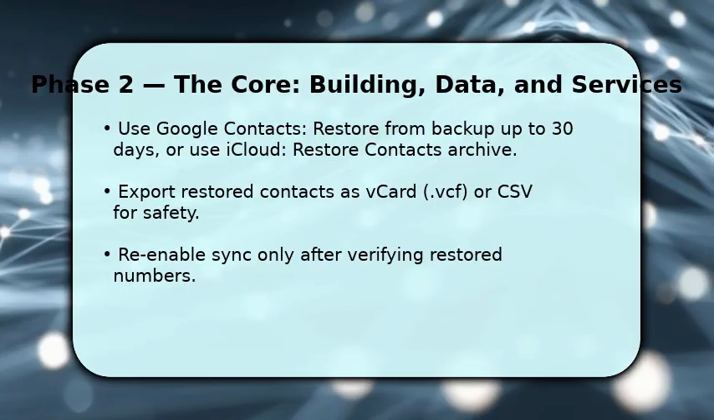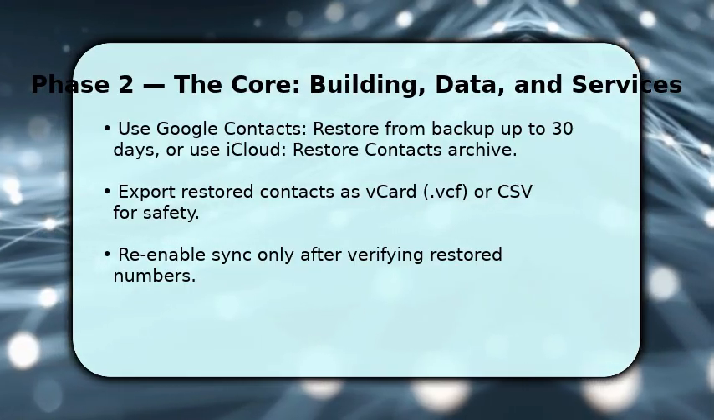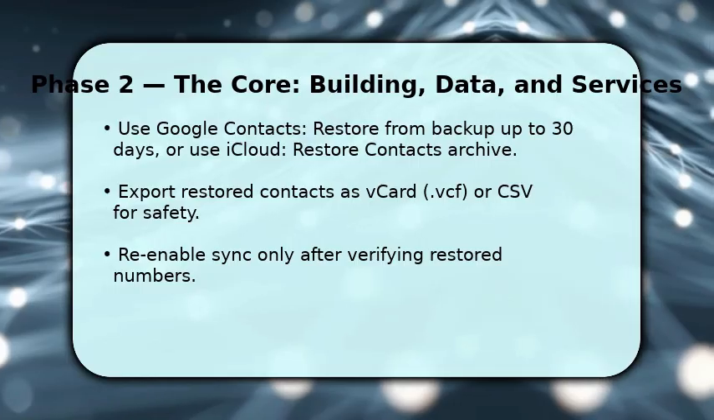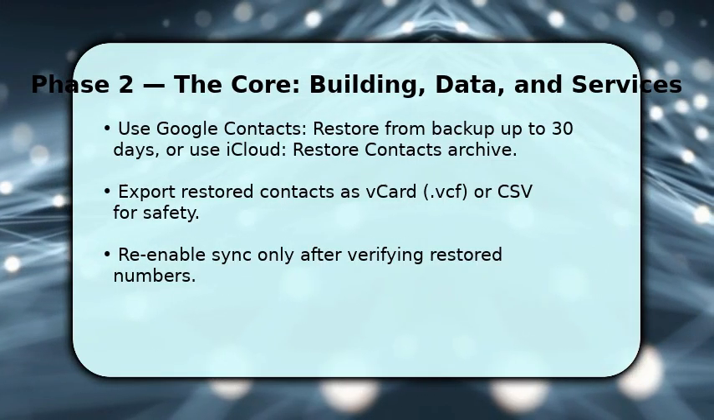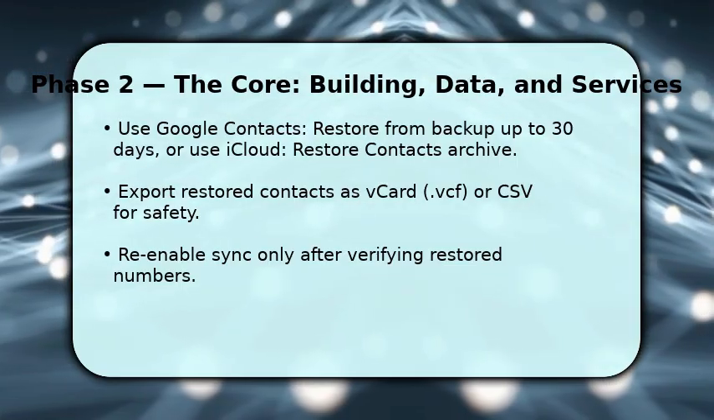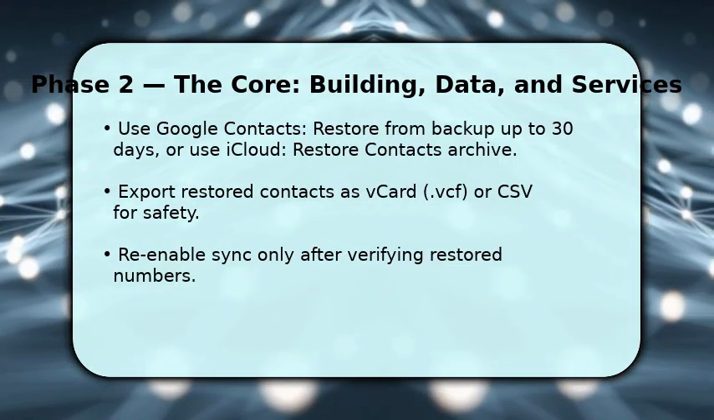Start the restore and wait for cloud processing. This rewrites the cloud copy, then syncs to your device. Once restored, export a vCard or CSV as a backup. This gives you a local snapshot. Make sure the restored list contains the deleted contacts.